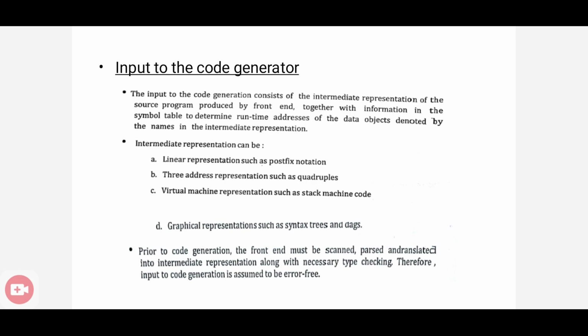So for designing a code generator, this input is one of the main issues. Prior to code generation, the front end must have scanned, parsed and translated the program into intermediate representation along with the necessary type checking. Therefore, input to the code generation is assumed to be error free. We can represent intermediate code in a number of ways like postfix notation, quadruples, triples, etc. So it should be error free. That is the main issue for designing a code generator. Clear? That is the first design issue.